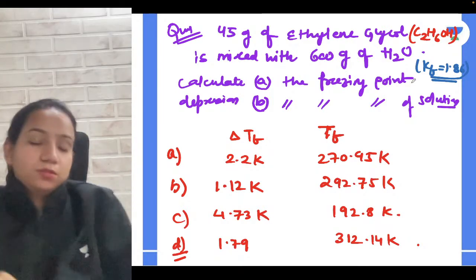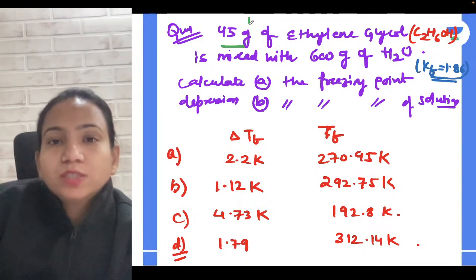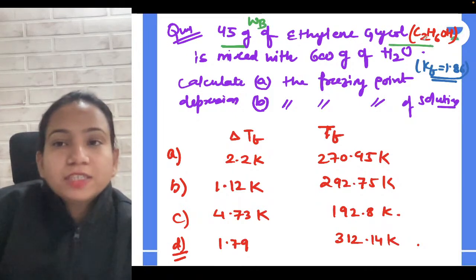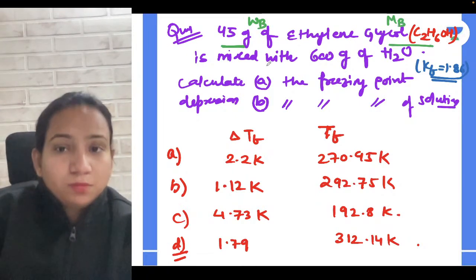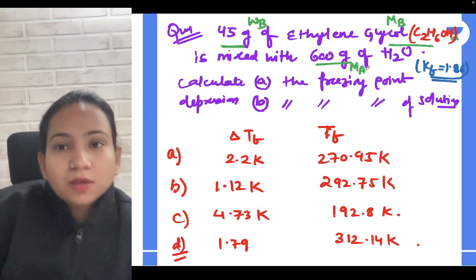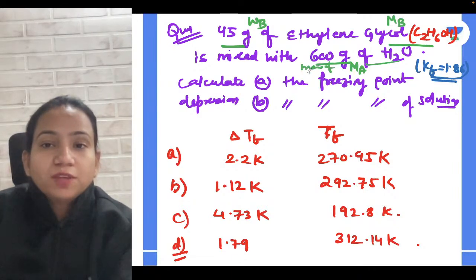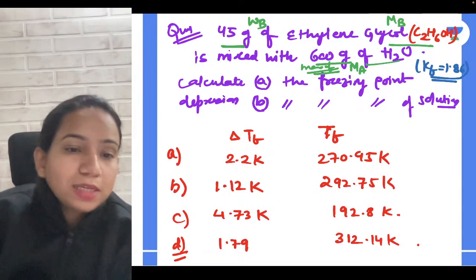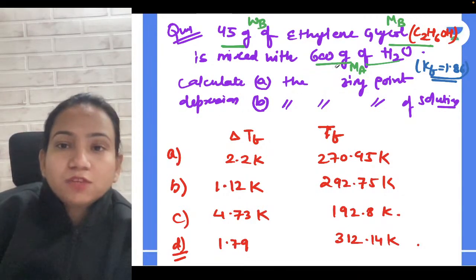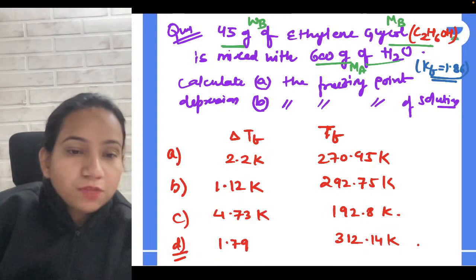Okay, let's just discuss it together. 45 gram of ethylene glycol is given to me, so this is WB. I can find the MB of it. It's mixed with 600 gram of water. So they have given the mass of the solvent, water, so I can consider that WA. So WA is given, and MA I can find.